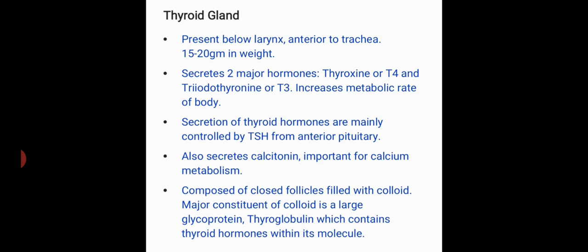Thyroid gland. Thyroid gland is one of the largest endocrine glands in our body. It is present below the larynx on each side of the trachea. It is about 15 to 20 grams in weight in adults and secretes two major hormones, thyroxine, that is T4, and triiodothyronine, that is T3.